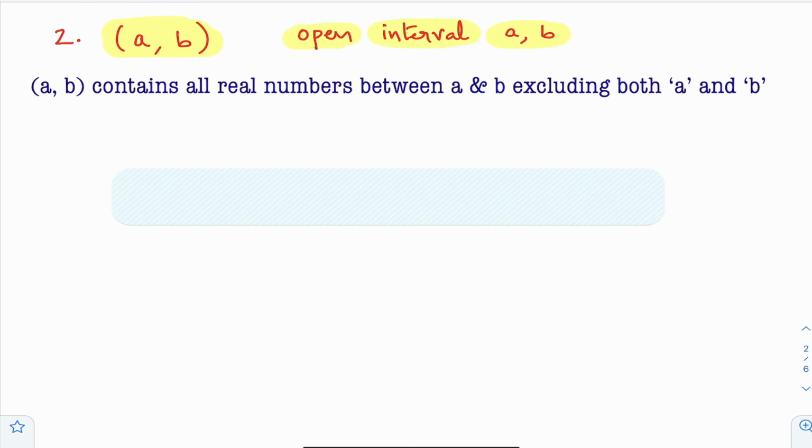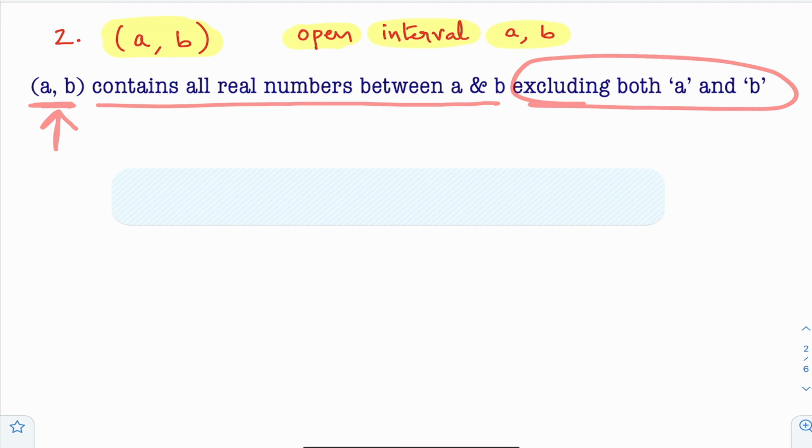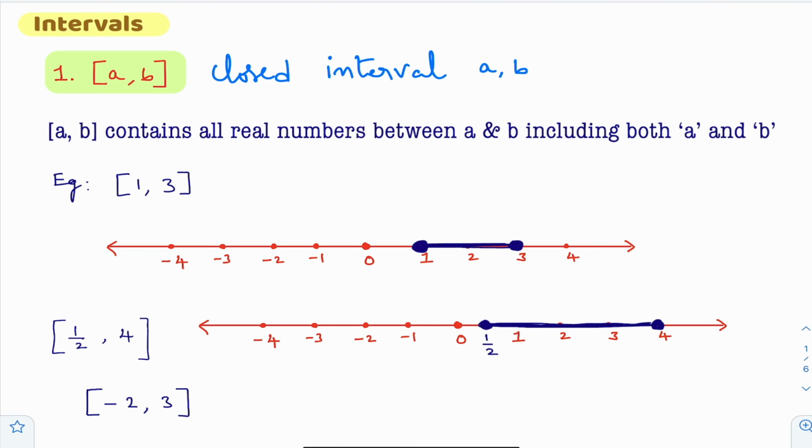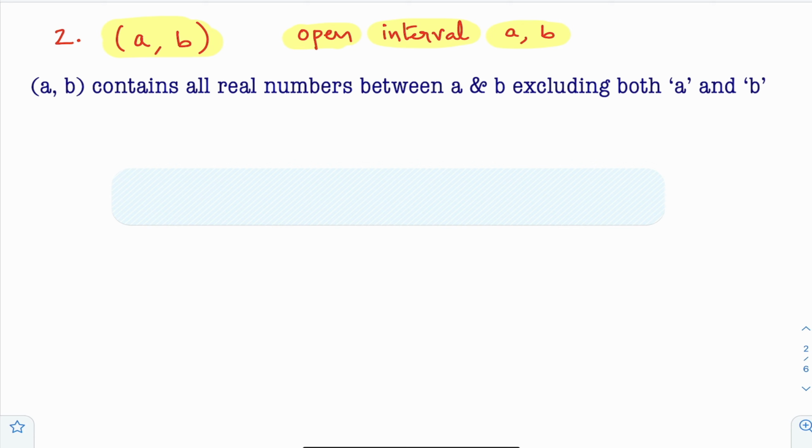Right here, this is open interval a comma b. This also contains all real numbers between a and b. In an open interval, we exclude both a and b. In a closed interval, we include both a and b. That is the difference, right? So, open interval a comma b contains all real numbers between a and b, excluding both a and b.